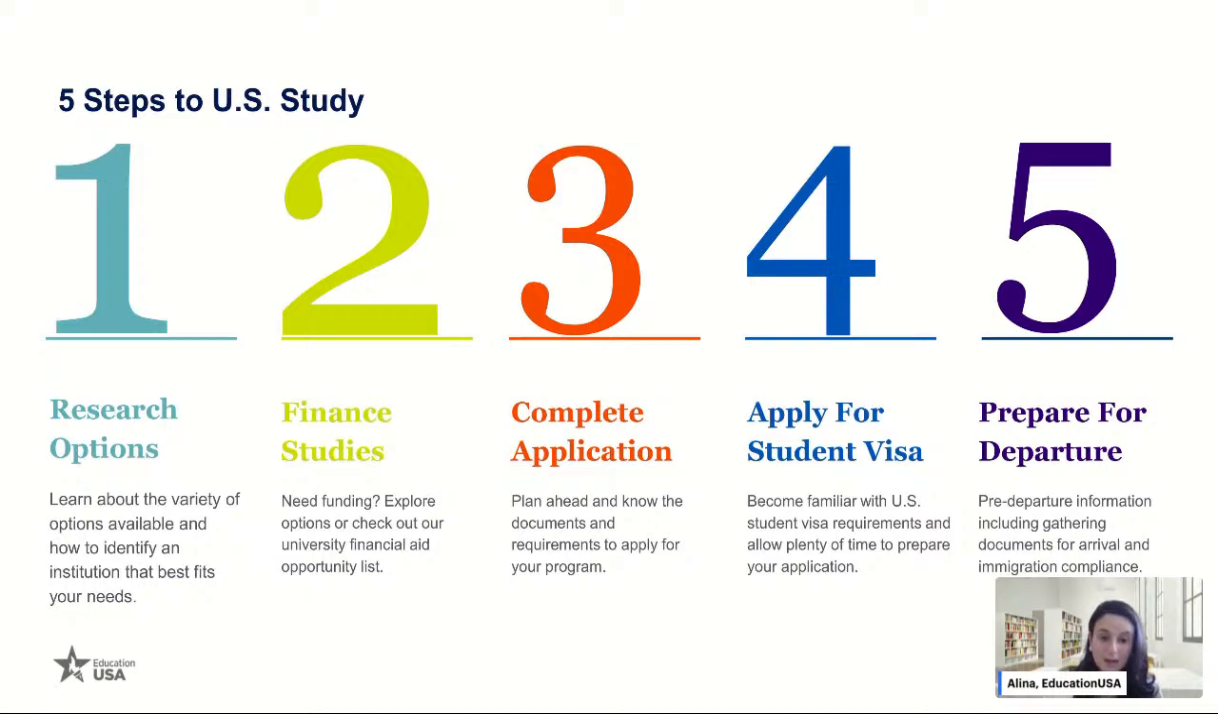The second step is to finance your studies. This is one of the most important steps that students have to consider, because it worries them a lot. The cost of studies in the US is very high. So in case they need funding, they need to explore the options or check out the university financial aid opportunity list. The third step is to complete the application.